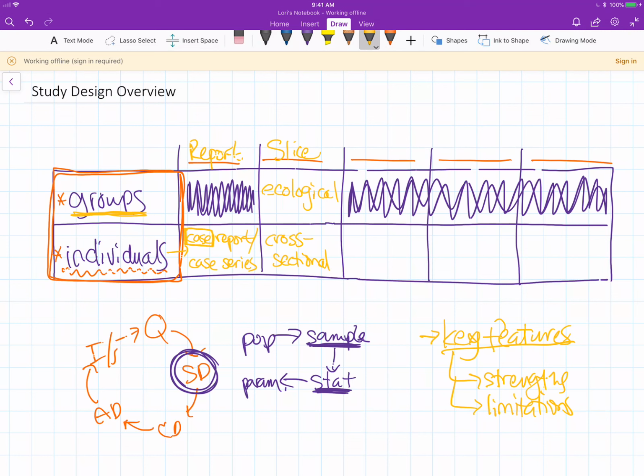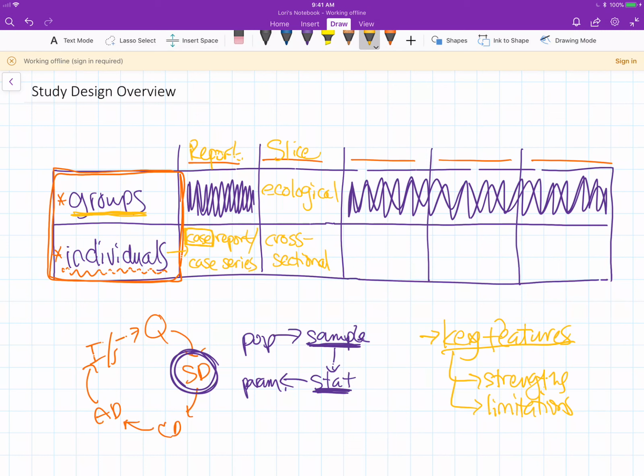And those most commonly are a slice in time. In 2019, how did these different countries compare to each other? How did these different cities compare to each other, or states within the United States? So we can compare these on a group level, and that's called an ecological study design.